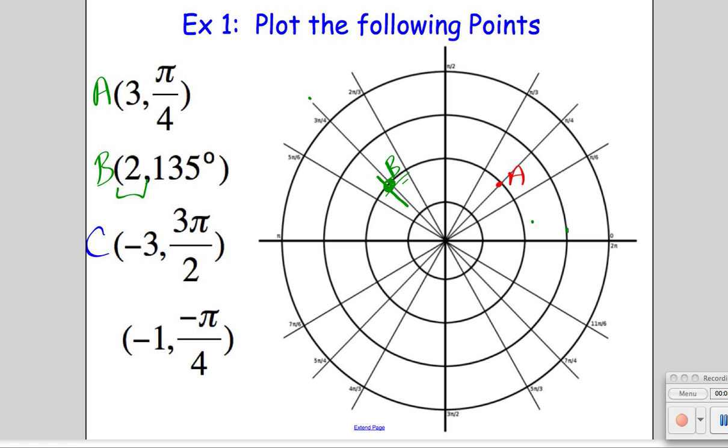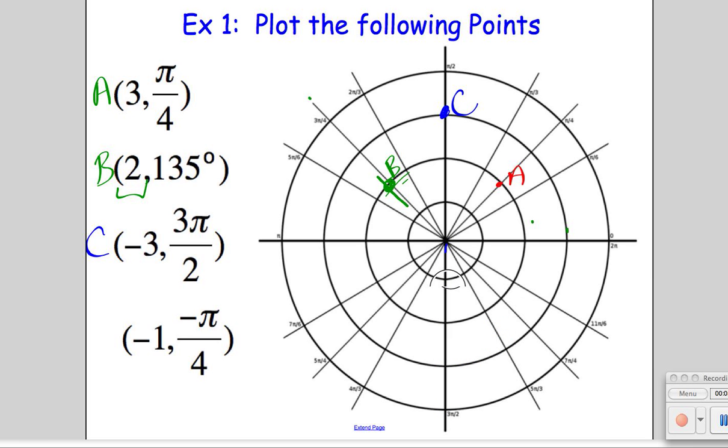So let's first find 3 pi over 2. 3 pi over 2 is this ray right here. And now we're going to go negative 3. So this would be 3 pi over 2 positive 3. But negative 3, we're going to go in the opposite direction. So we're going to land up here. This is point C.